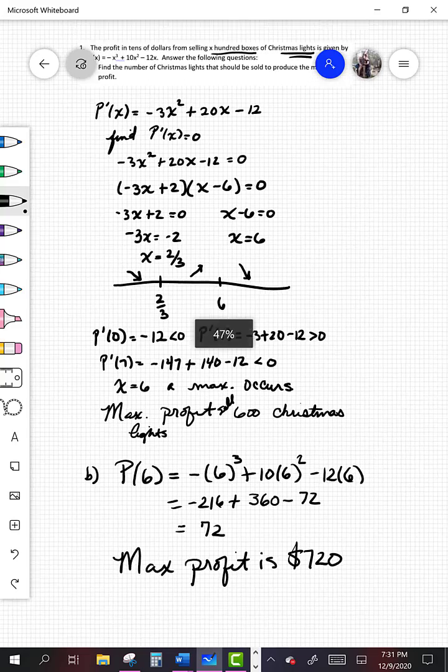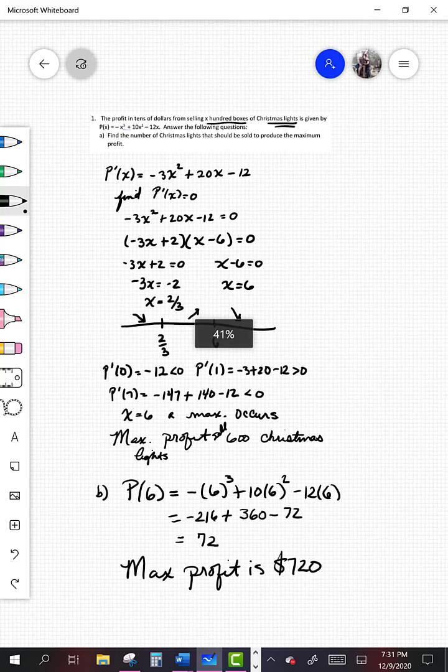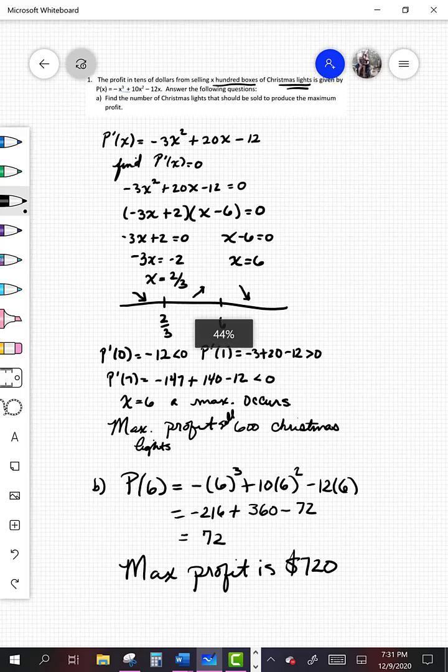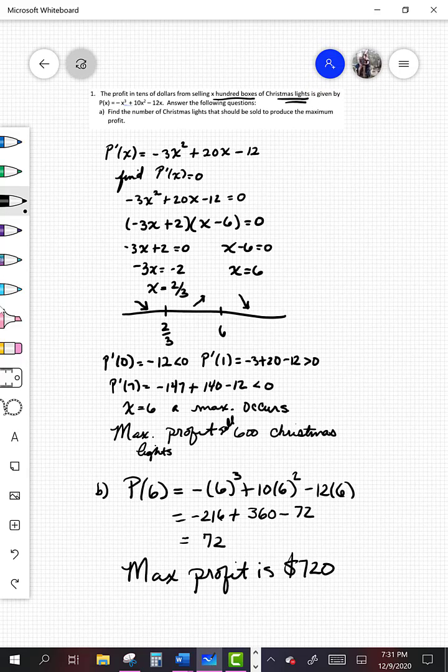Okay, so that whole problem, A and B together, was worth 10 points. The first part, A, is worth 8 points, and the second part, B, is worth 2 points.